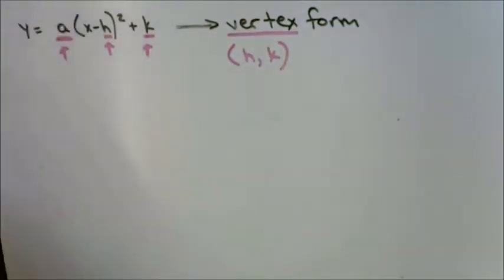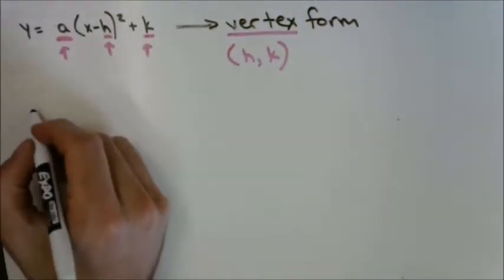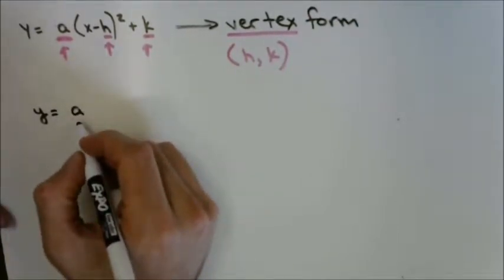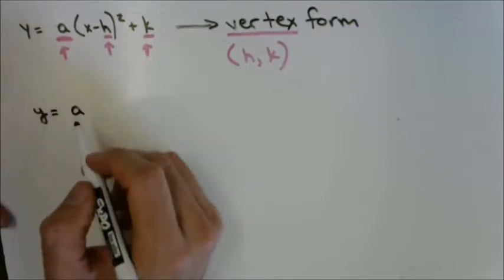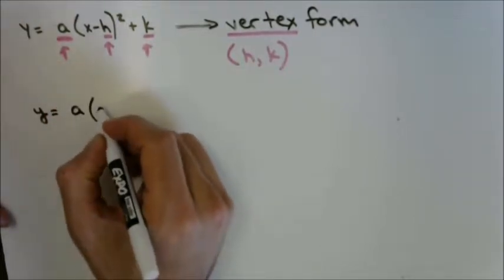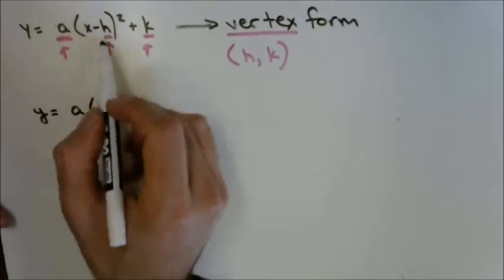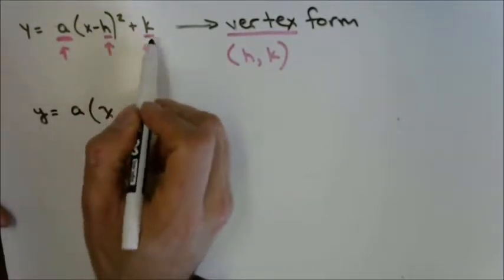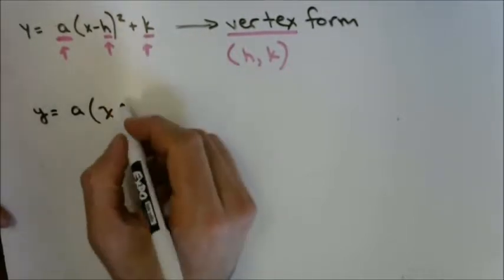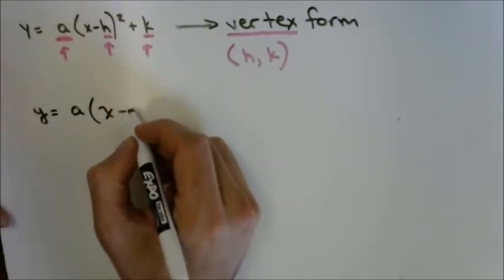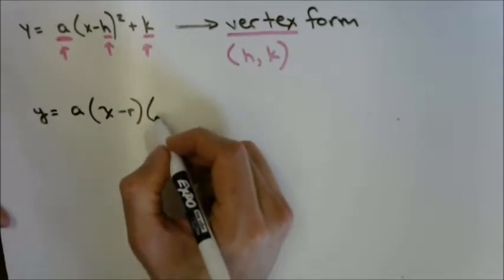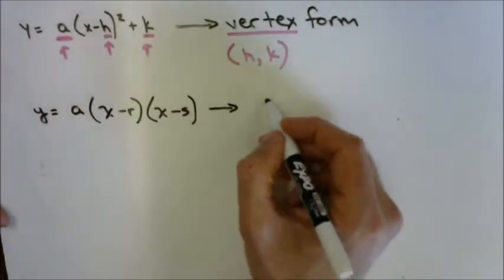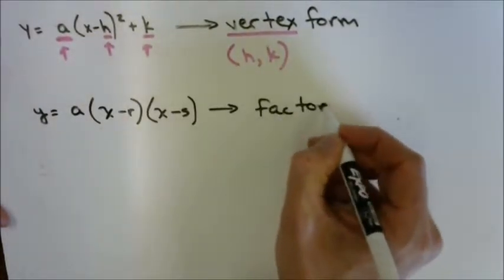Excellent. The next form of an equation that we're going to be learning about is called factored form. In factored form, we still have a, and this a does the same thing as that a. It tells us the stretch or compression. But rather than having a squared binomial, something in the bracket squared and then adding a constant at the end, we have two factors: one factor x minus r and another factor x minus s. And this is called factored form.